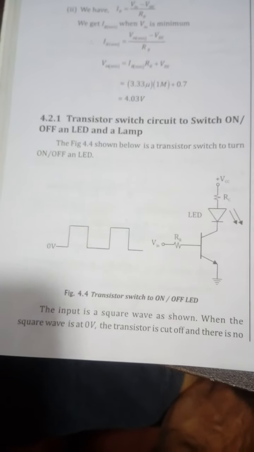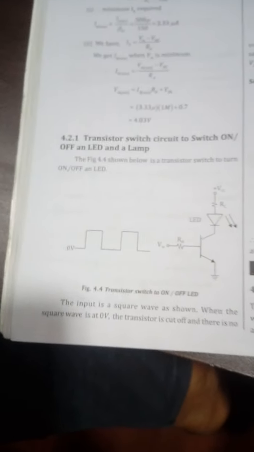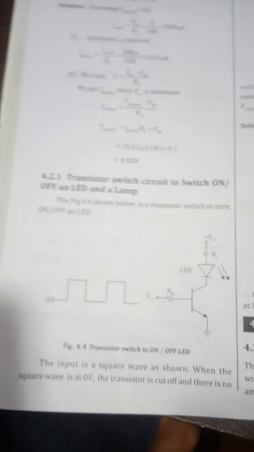When V in is high, it turns on, and when V in is 0, it turns off. So this is 0 and this is high.